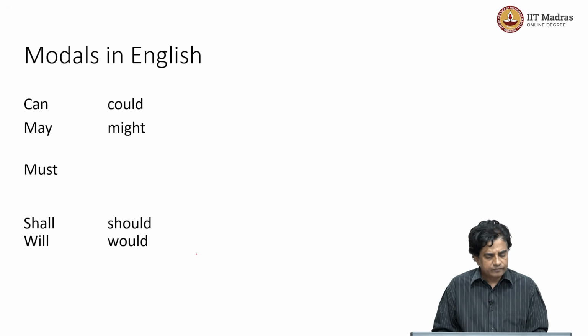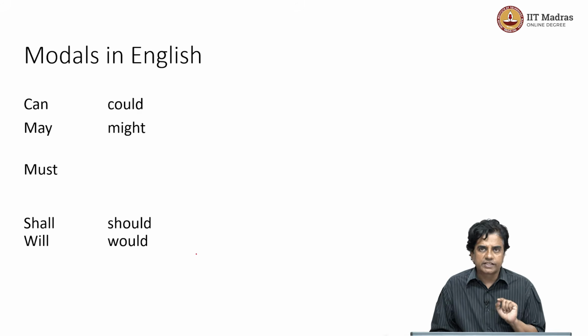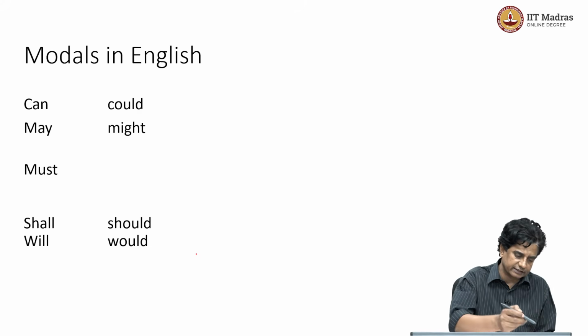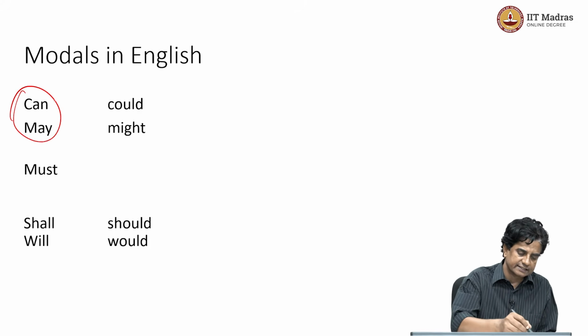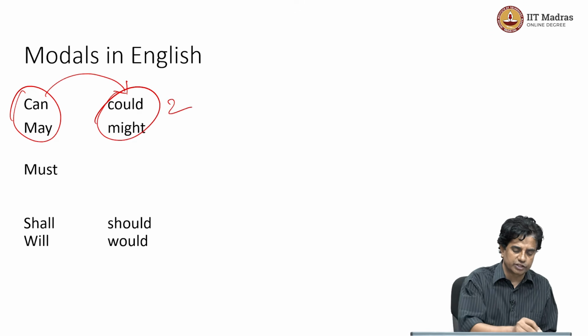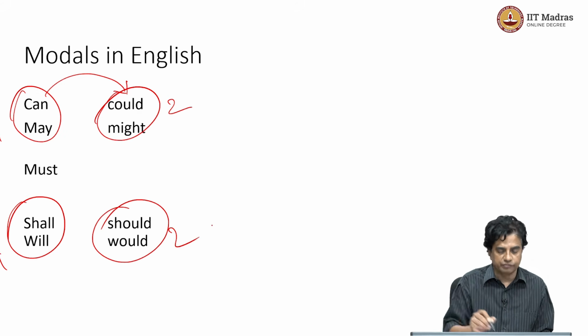Going back, you can look at the modal auxiliaries and tense auxiliaries in English in detail. If you want a footnote here, we have it here: can and could, may and might. They are independent auxiliaries. They are not related to one another. In other words, set 2 is not derived from set 1. Same thing here, set 1 does not give you set 2.